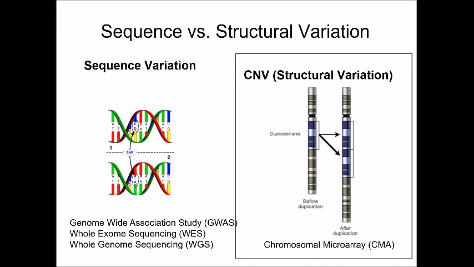Now, missing heritability, where is it? Well, one place is in this next section, the copy number variant, CNV, which is structural variation. So you see there that an area of the DNA has been duplicated. The structure has been changed. And we usually detect these by chromosomal microarray, or CMA, although increasingly we can use whole exome sequencing to find these as well.